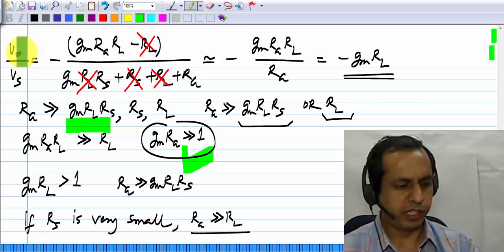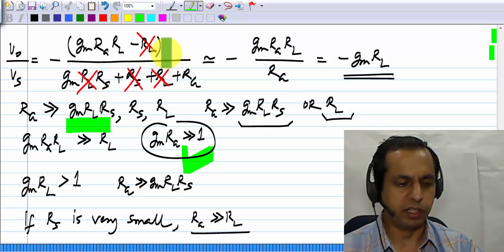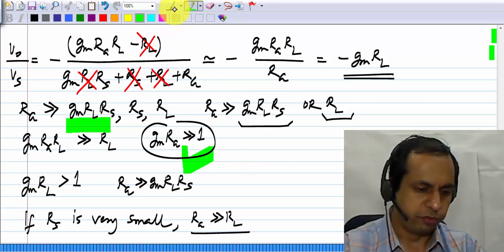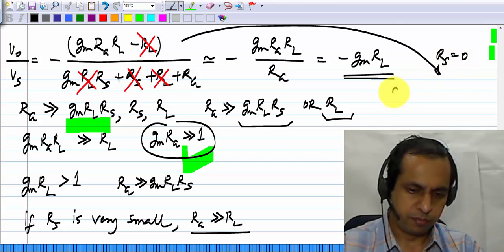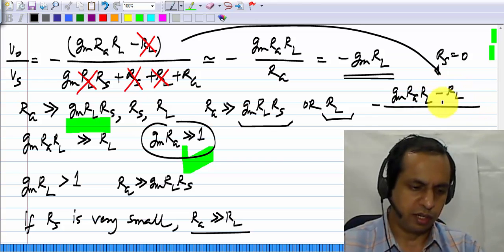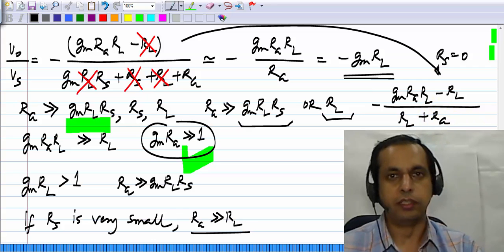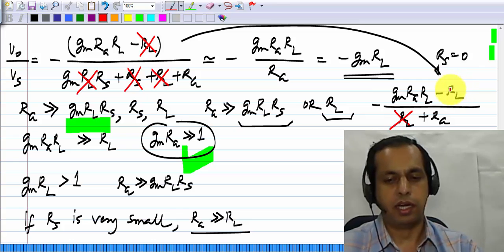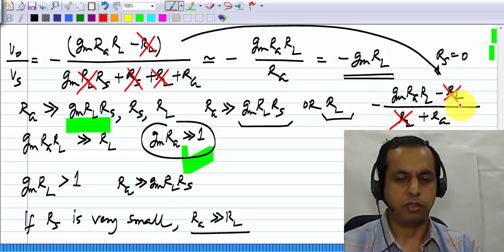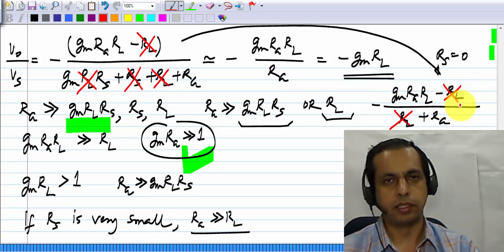So I just explained it with RS being 0. What you can do is solve for the gain V0 by Vs with RS specifically being 0. If we do that, for instance, we get, let me substitute that in here. If RS is 0, we'll have GM RG RL minus RL, and in the denominator we'll only have RL plus RG. So if RG is much more than RL, this goes away and this also goes away.